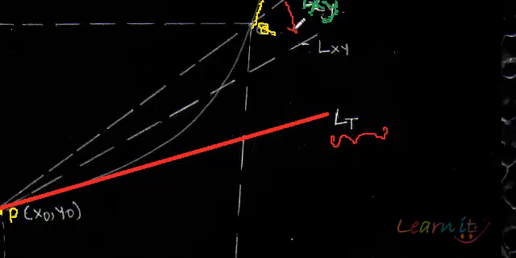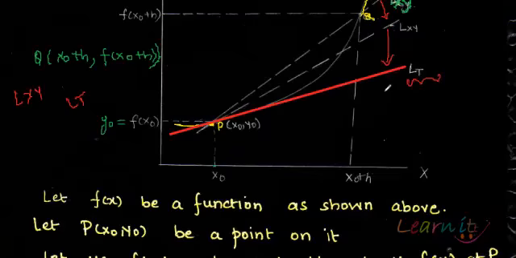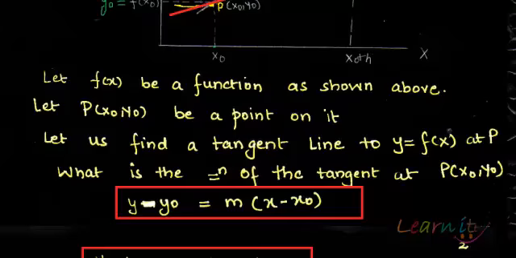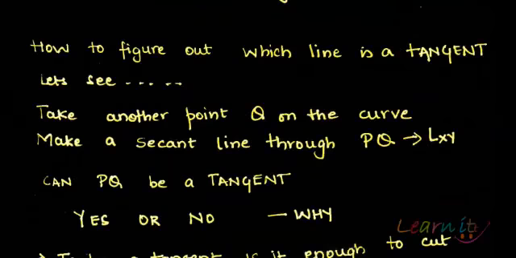In case we make LXY start moving so that it's just touching at point P, what will happen? LXY will turn into the tangent line, okay? So that is our aim. So what is our aim? Our aim is we will look at the secant line through PQ, which I have quoted as LXY.